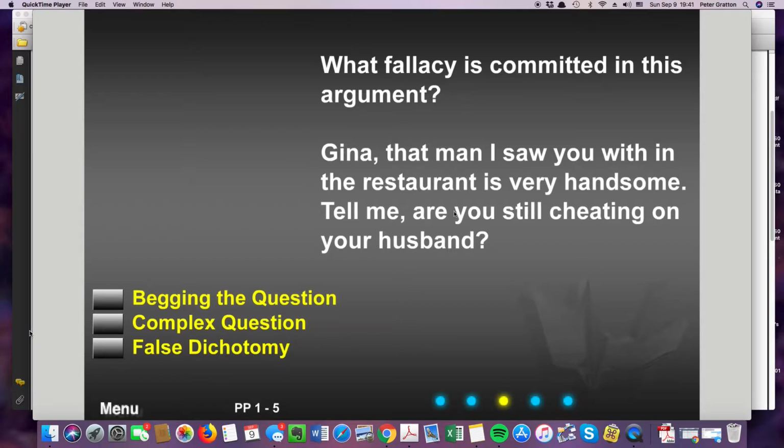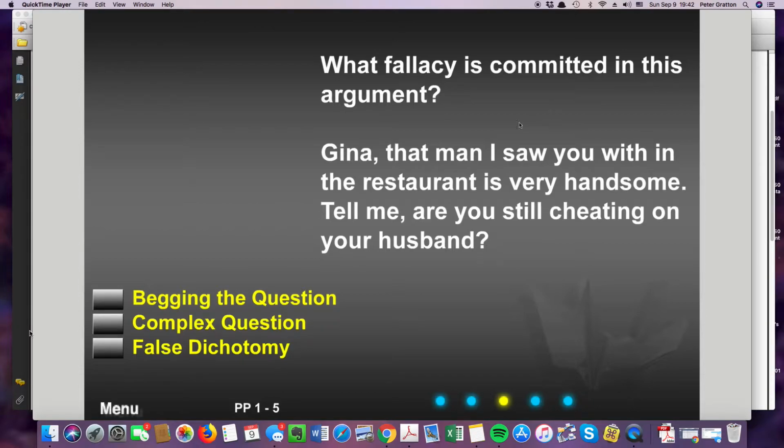But what is really being asked here? Tell me, are you still cheating on your husband? Now, it could be the case that there's a presumption here that Gina has been cheating on her husband. If she answers yes, she's still cheating on her husband. If she answers no, she was cheating on her husband but is still not doing it, right? So the hidden presumption is that Gina is somebody that cheats on her husband.